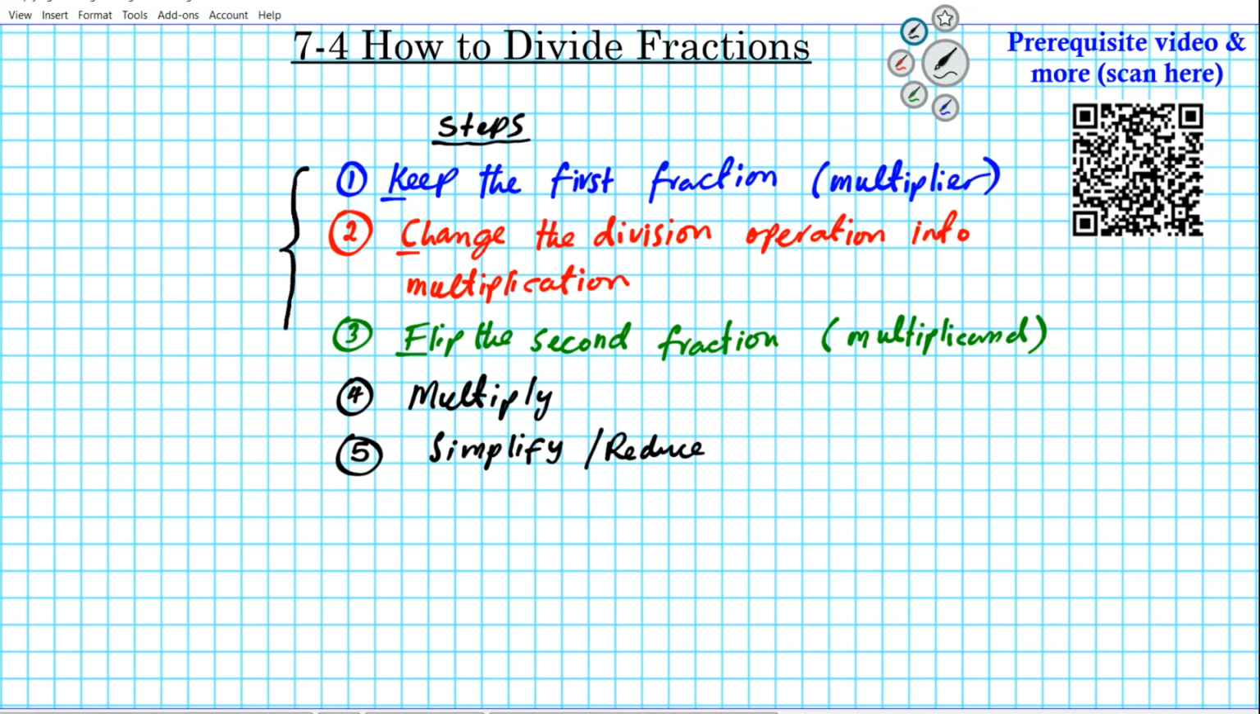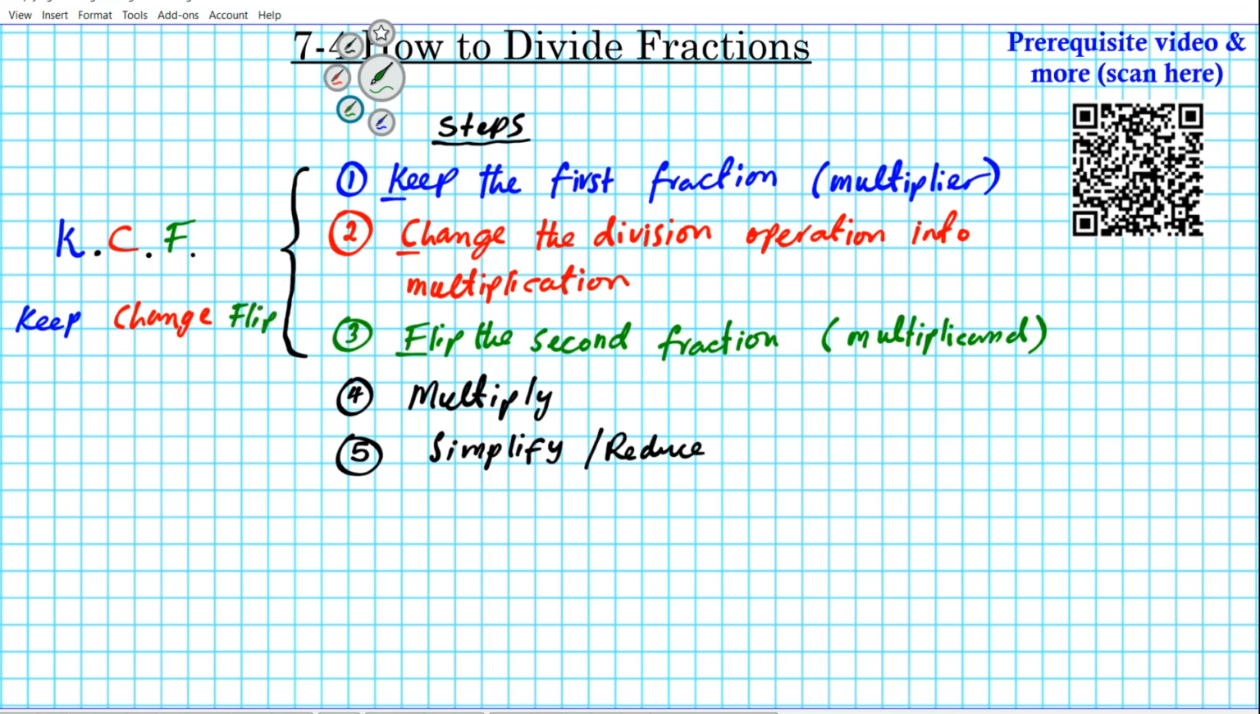So the acronym for the steps in short is K for keep, C for change, and then F for flip. This is KCF, not KFC. So this is KCF: keep, change, flip. We're going to be referring to that in this video. We just say, oh, we're going to keep, change, flip. When I refer to that sequence of steps, it's just what we outlined here that we're going to be using over and over again to do the problems.